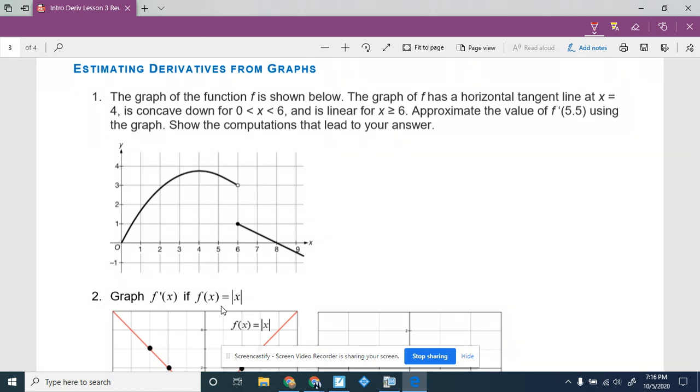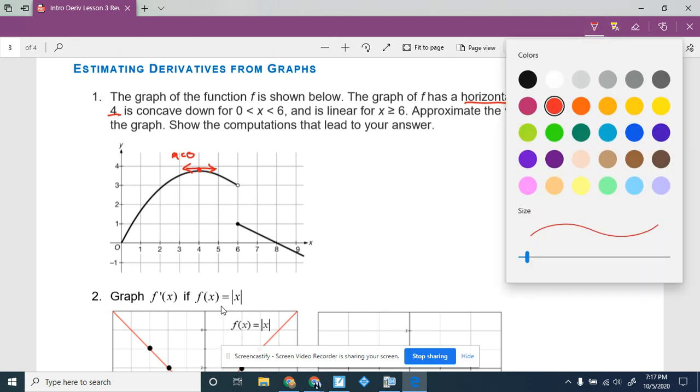The graph of f has a horizontal tangent. Again, that's not an asymptote. That's a horizontal tangent at x equals 4, I should say. All that means is if I went over to 4 and I drew in a tangent line, it would be horizontal. So in other words, the slope right here, m, would be 0 at that spot. All right, maybe we'll need that. Maybe we won't. We'll see about it.